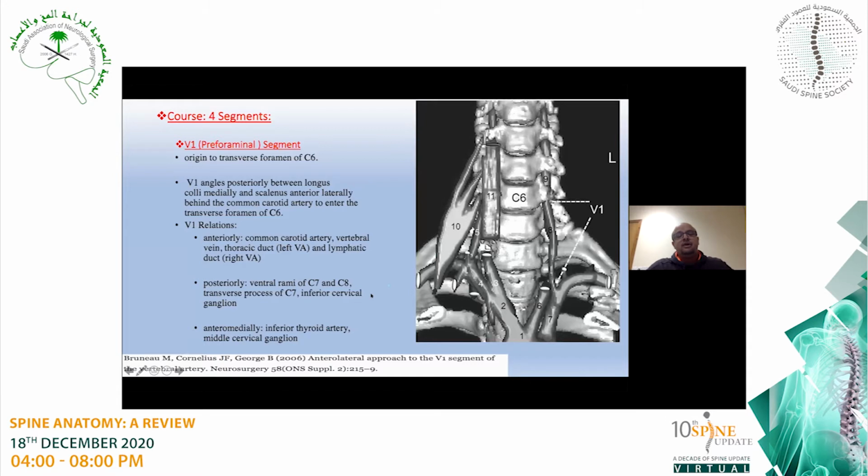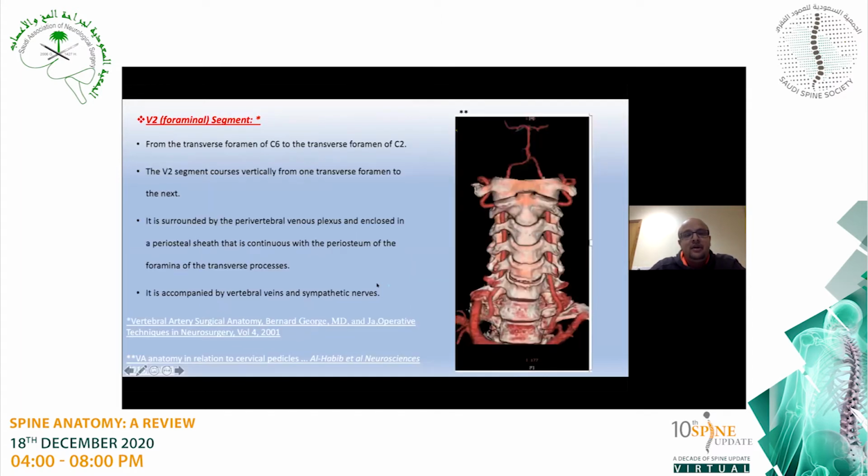Posterior to the V1 segment of the vertebral artery are the ventral rami of C7 and C8, the transverse process of C7, as we can see here, and the cervical ganglion. Anteromedially are the inferior thyroid artery and the middle cervical ganglion.